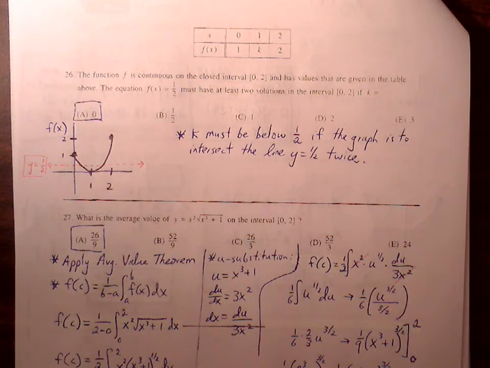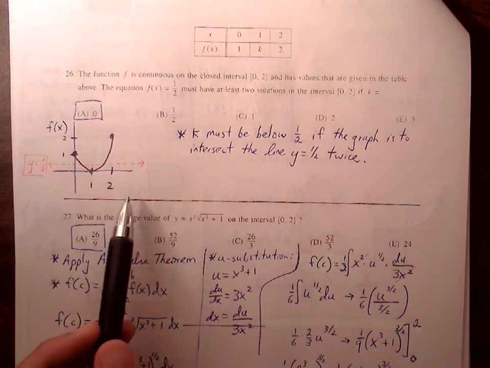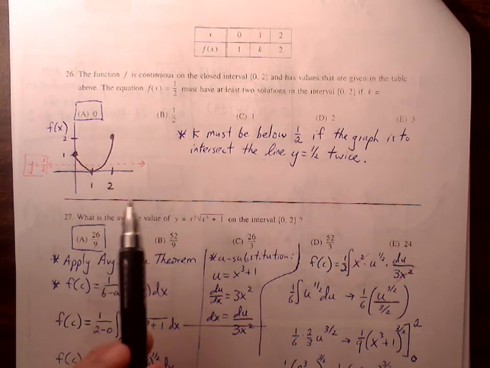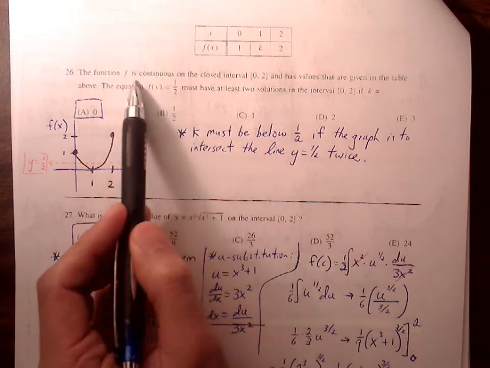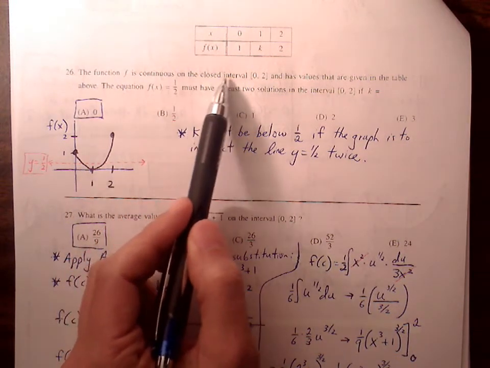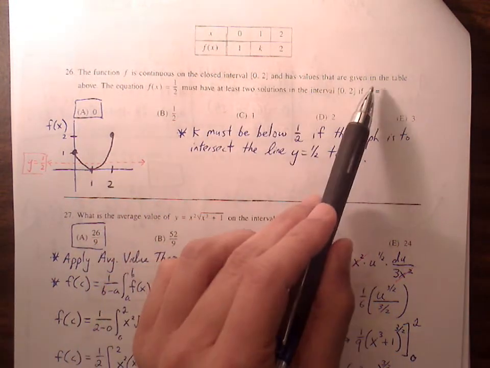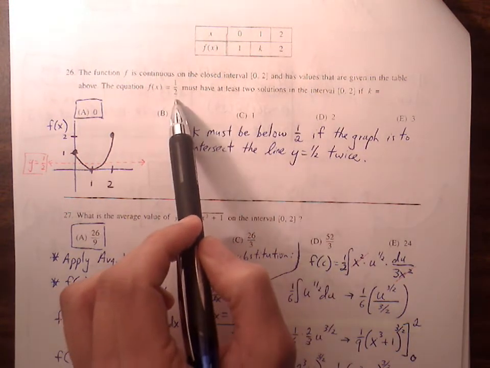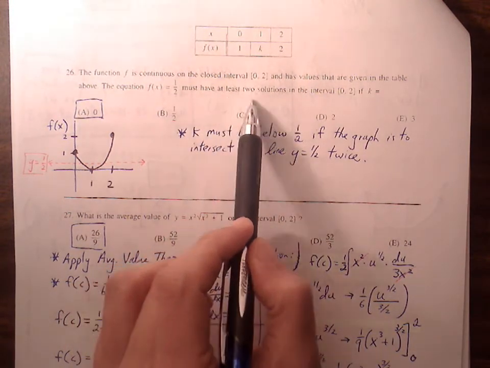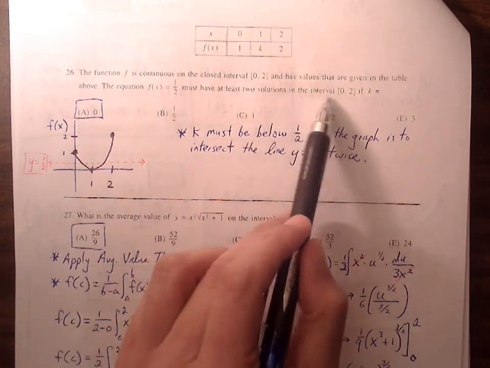Okay, finishing up with the last few problems from the non-calculator portion. Number 26, the function is continuous on the closed interval, so you know the graph has no breaks. Between 0 and 2, values are given in the table above. The equation y equals 1/2 must have at least two solutions in the interval if k is equal to.